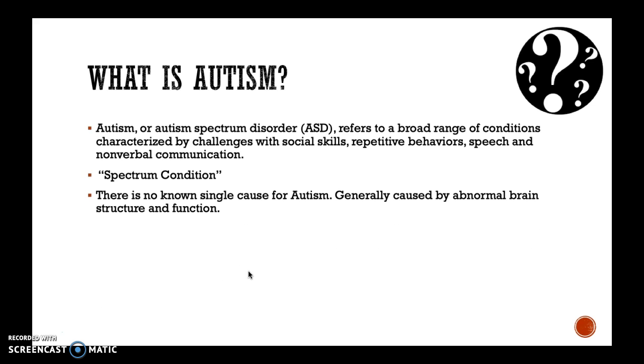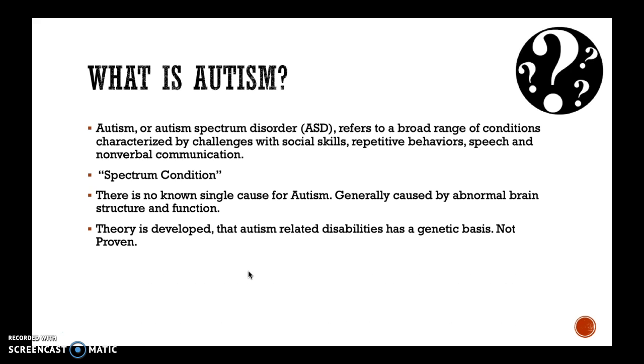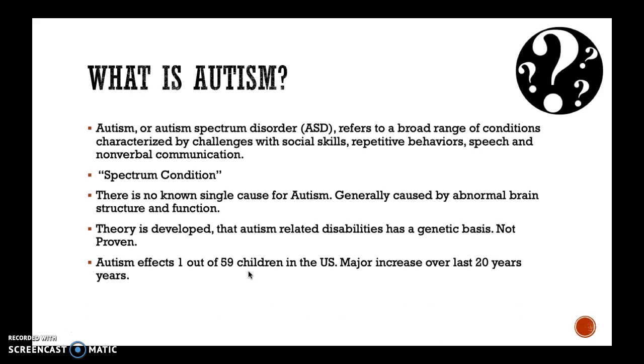There is no single cause for autism. Generally, the cause for autism is abnormal brain structure or function. There's a theory that's developed that autism-related disabilities have a genetic basis, basically meaning that if autism runs in your family, there's a greater chance that if you had another child, that baby could have autism. This is not proven, but it is a theory.